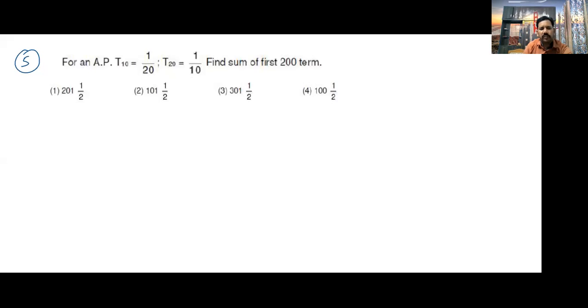Today I am going to explain sequences and series JEE Mains January month 2020 questions. In the first part I explained four questions. Now this is the fifth question.